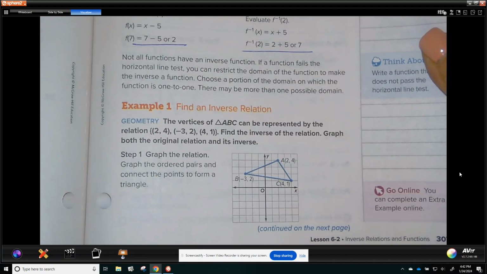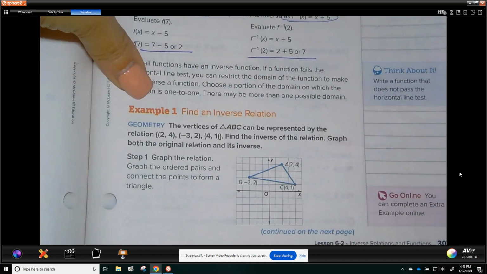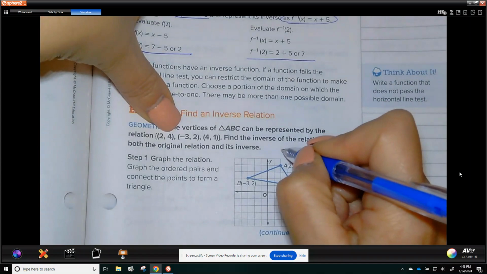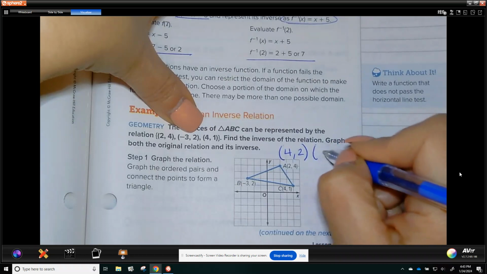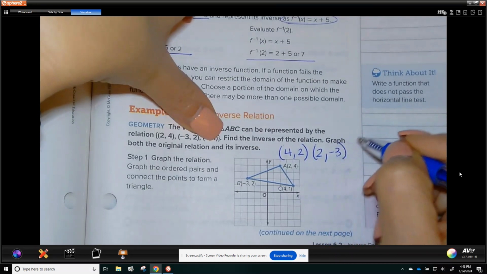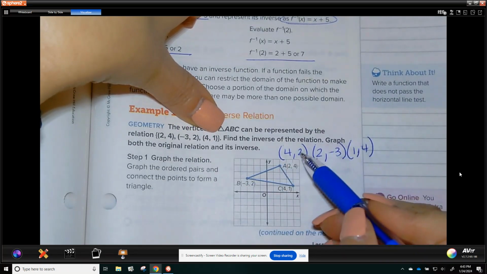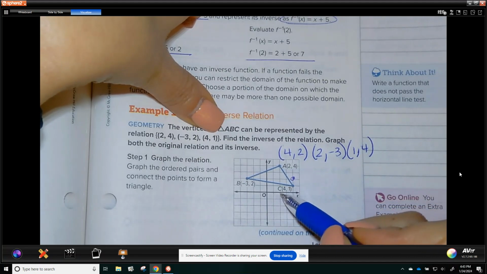Okay, so here is a triangle with these 3 vertices. And if we do the inverse, this is the original. Do the inverse, so instead of 2, 4, our next one's going to be 4, 2. Instead of -3, 2, our other point's going to be 2, -3. And instead of 4, 1, we're going to have 1, 4. You just switch the x and y. So I go to 4, 2, and 2, -3, and 1, 4.